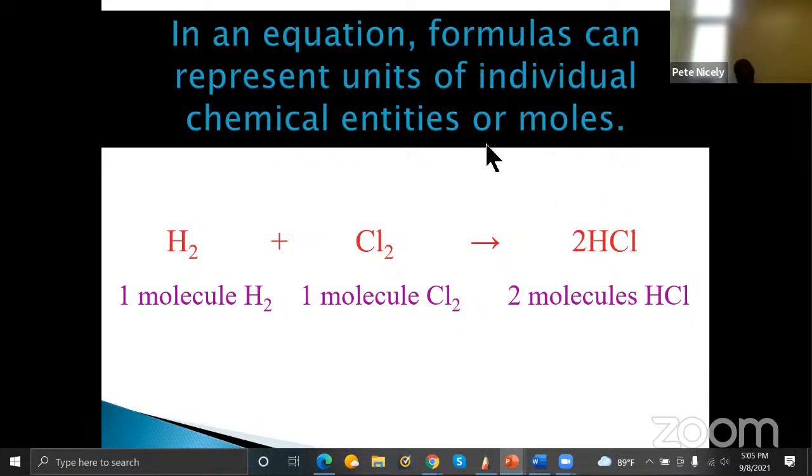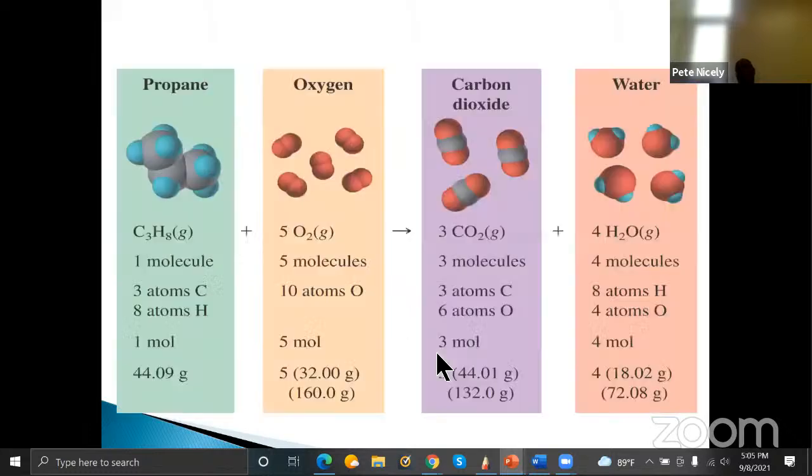But as stated here, in terms of the formulas, it can also represent the moles of the substances involved. To illustrate that, let's look at this equation right here. We have this molecule, propane, the formula is C3H8, reacting with oxygen to form carbon dioxide and water. And the equation is balanced as it is right here, all right? So one can see that in terms of the molecular relationship between the different substances in the equation, they basically parallel the coefficients for the balanced equation.